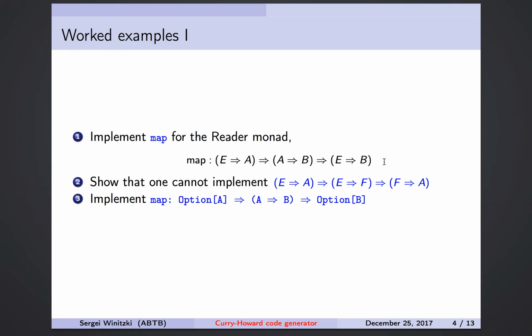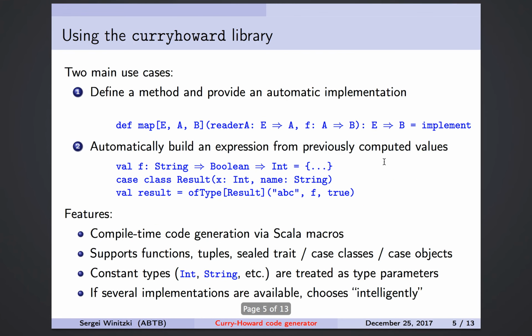So why not have the computer write these functions for me, if there's only one way of writing them? Surely there must be an algorithm of producing that single implementation that is possible. So that is what the curryhoward library is doing. There are two main use cases. One is to define new methods.